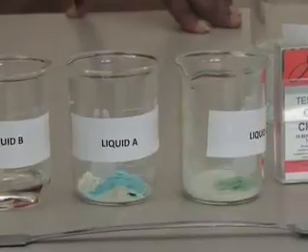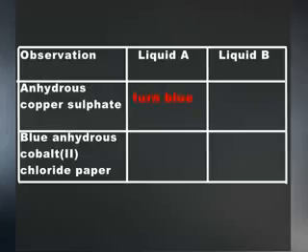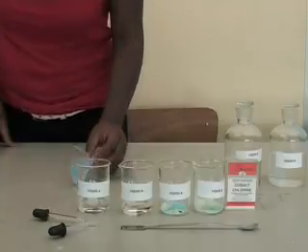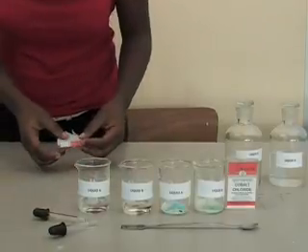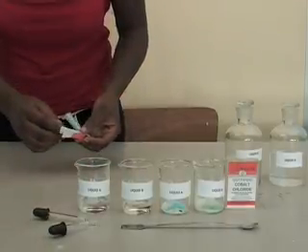The anhydrous copper sulfate in liquid A turns blue and in the other greenish, which means that liquid A is water and the other not. Now it is time for the blue anhydrous cobalt-2 chloride paper. Let me take 2 strips from the book.